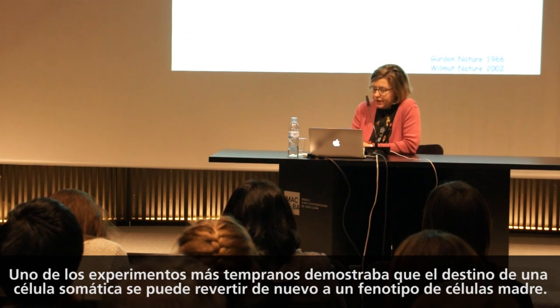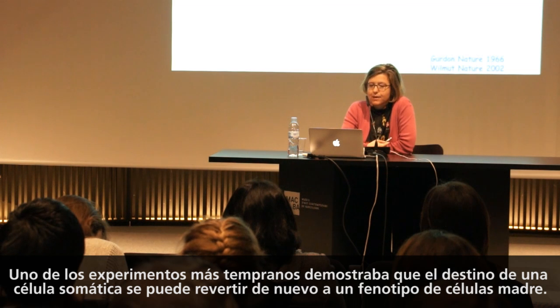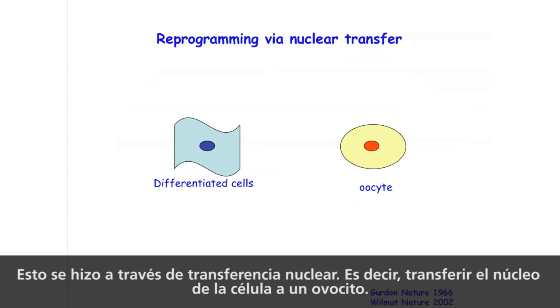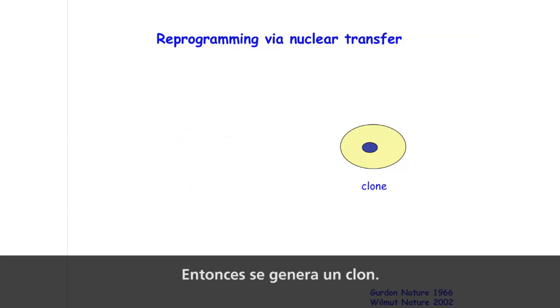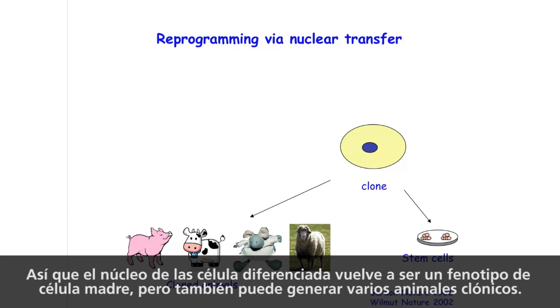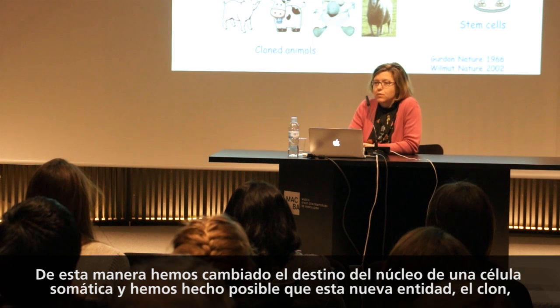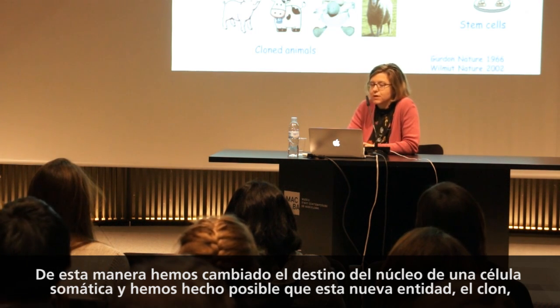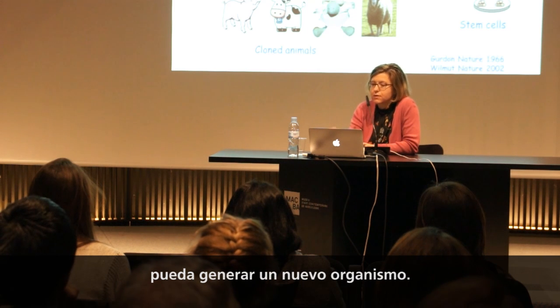One of the very early experiments demonstrated that the fate of a somatic cell can be reversed back to a stem cell phenotype. And this was through nuclear transfer. You can transfer the nucleus into an enucleated oocyte. What happens is that you generate a clone, so the nucleus of the differentiated cell is completely back to a stem cell phenotype, and it can also generate several cloned animals. So in this way, we have changed the fate of the nucleus of the somatic cells and made it possible that this new entity, the clone, can generate a new organism.